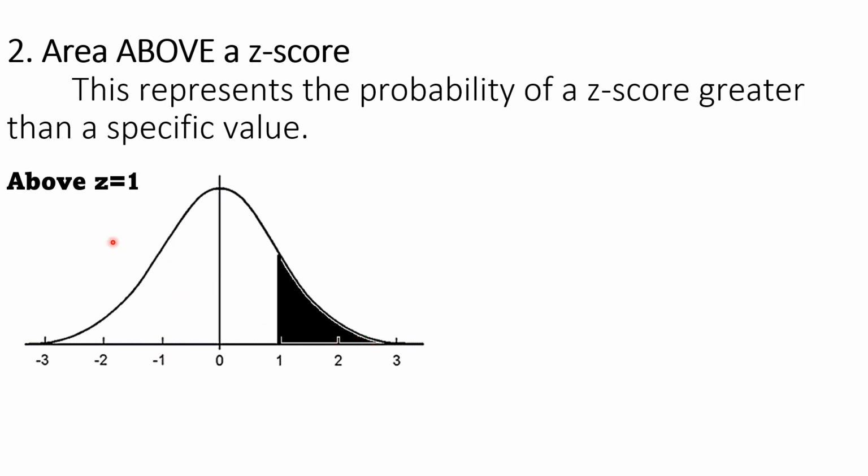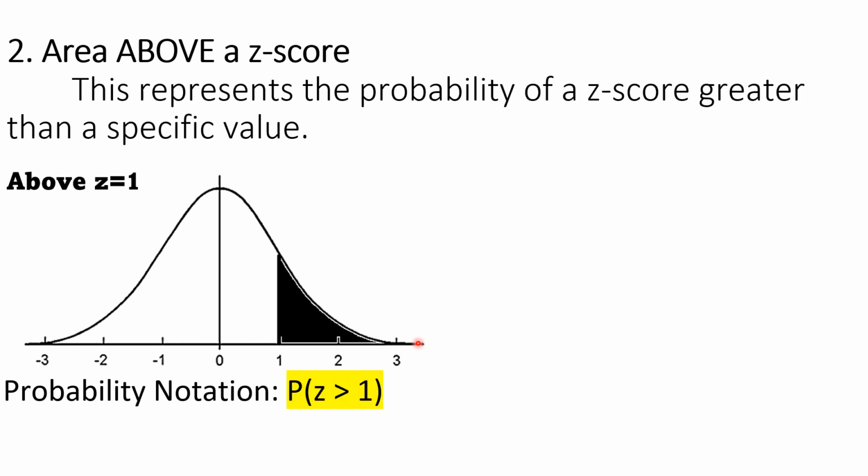And also, just simply imagine, what are the numbers above 1? Is it 0, -1, -2, -3, or 2 and 3? What are the numbers above 1? Of course, it's 2 and 3. That's why you will shade to the right. So for the probability notation, as I've said a while ago, you will use greater than. Therefore, the probability notation is P, open parenthesis, Z is greater than the given z-score, which is 1.